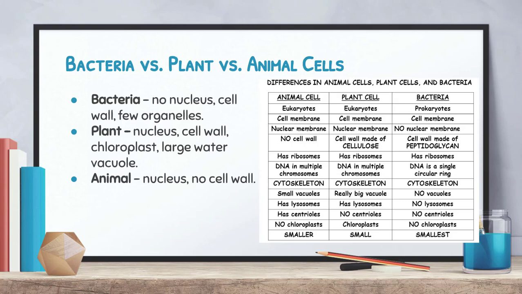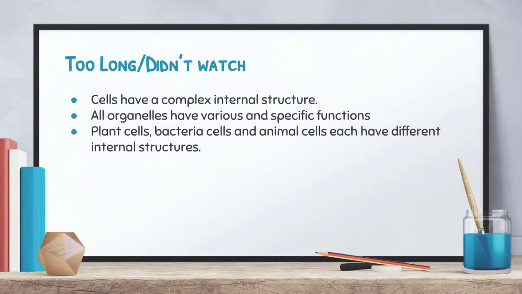So I know this is a lot to take in at once, but the real key things are on the left here. Bacteria has no nucleus, a cell wall, and very few organelles. Plants have a nucleus, a cell wall, a chloroplast, and a large water vacuole. And animal cells have a nucleus, no cell wall, and no chloroplast. So again, we'll practice with some of these concepts because, like I said, there's a lot of information here for you to be able to differentiate between.